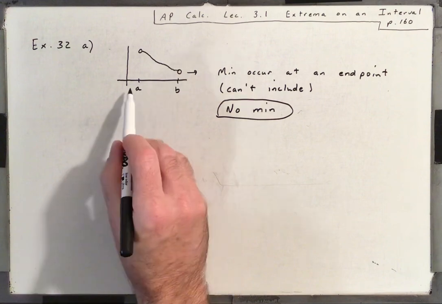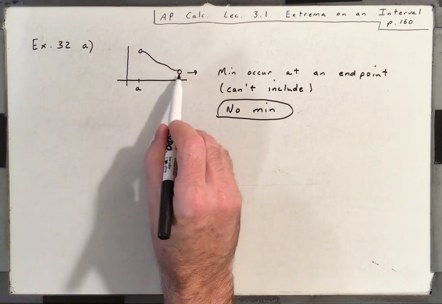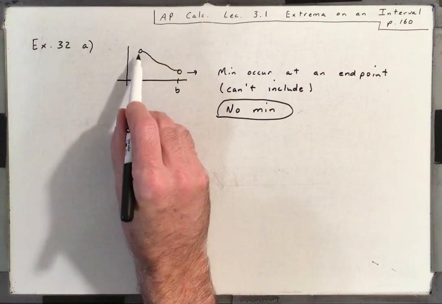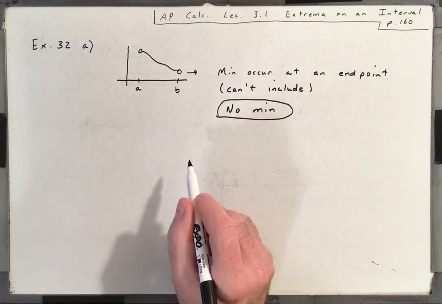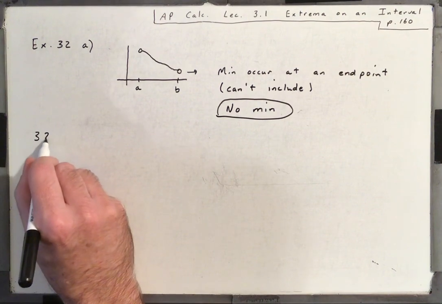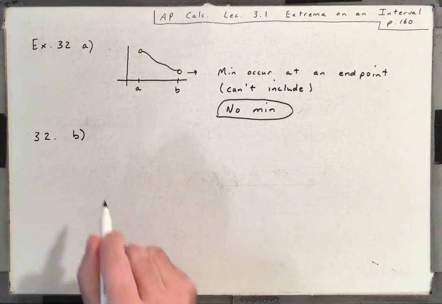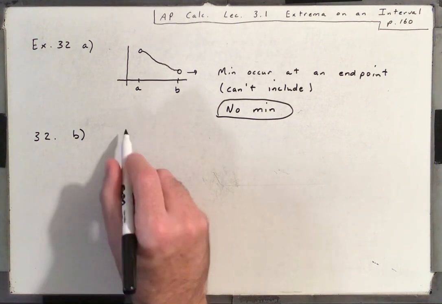Okay, the lowest value between a and b occurs here at the endpoint at b, because it's a declining function the whole time. So there's no min, there's also no max. There's no max here because the maximum also occurs at the endpoint. All right, let's give an example, though, on an open interval where you can have a max or a min. So that is B.